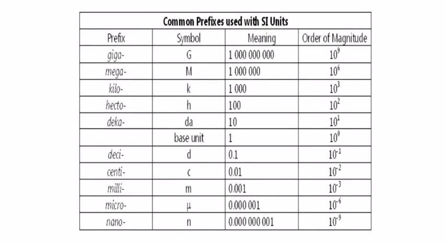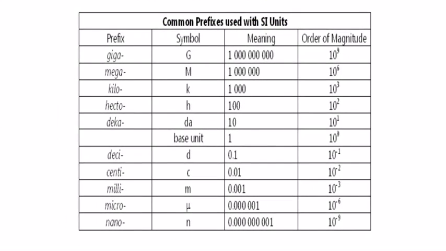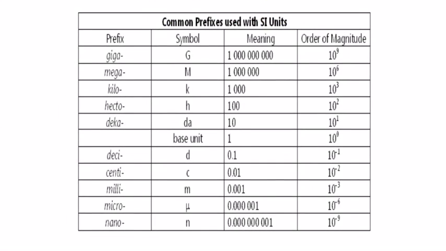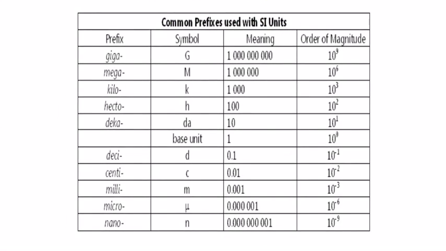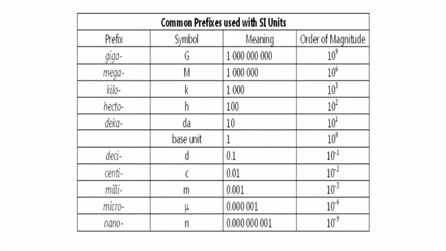Then you have your base unit, you have deci, centi, milli, micro, and nano. And this chart also includes the symbol, the meaning, and the order of magnitude, because it's not only important to know the prefix, but to actually know its value and know that kilo is 1,000.